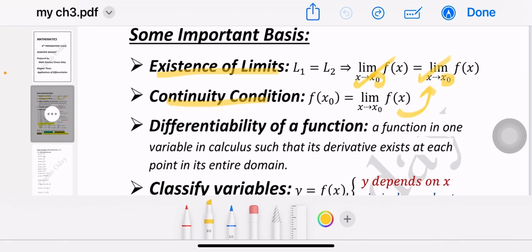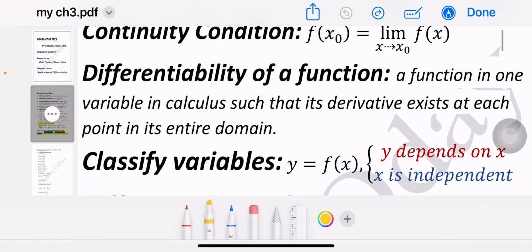After that, we talk about differentiability of a function. So when is the function differentiable? It is differentiable if we substitute x, a specific point like x naught, what we were talking about previously, in the function, and it gives me an existing value. So the derivative in that case exists. So this is the idea of the differentiability of a function.